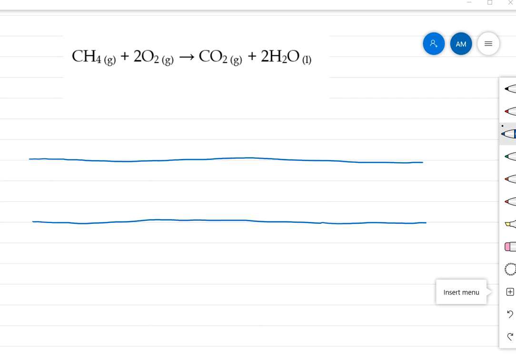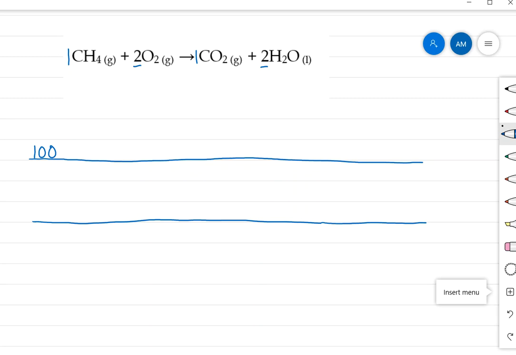And so what we're going to do is take a look at first the ratios. So basically this tells us that if I have 1 mole of CH4 and 2 moles of oxygen, it will produce 1 mole of carbon dioxide and 2 moles of water. So we can use those ratios to solve various problems. But usually what we start with isn't moles. Usually what we start with is grams.